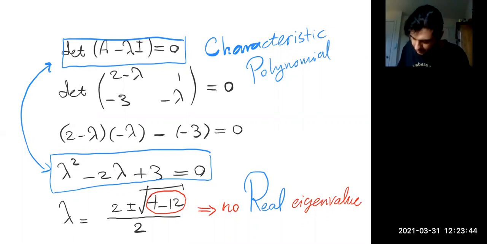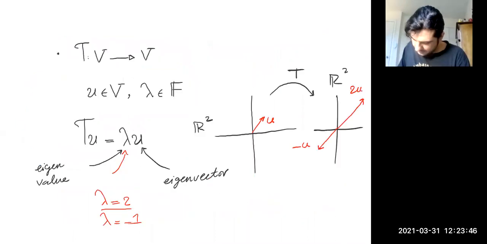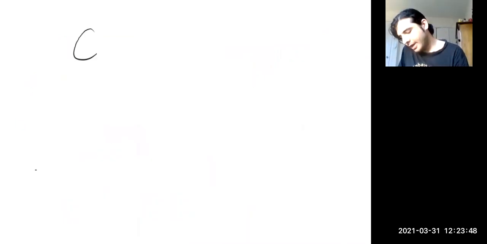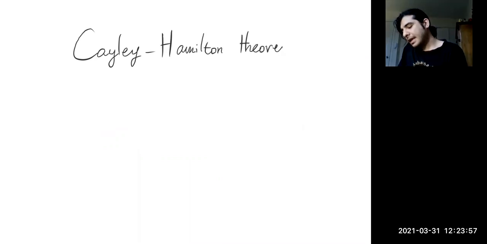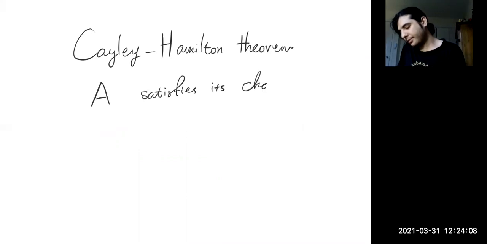Now, I want to tell you an important theorem about this, called the Cayley-Hamilton theorem. The Cayley-Hamilton theorem says A satisfies its characteristic polynomial equation, or characteristic equation. What does that mean?